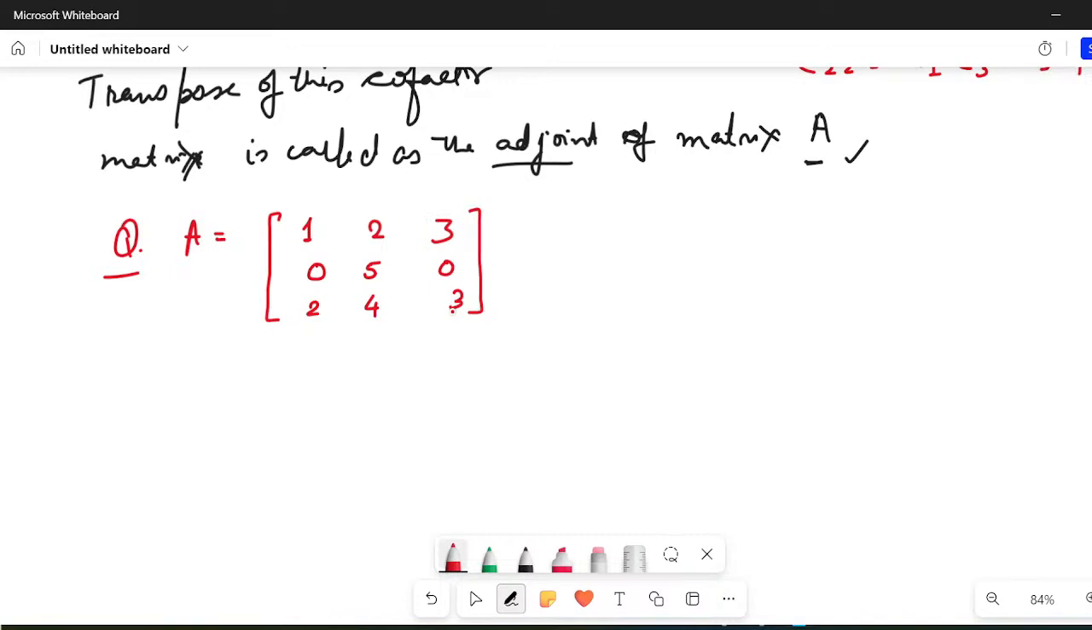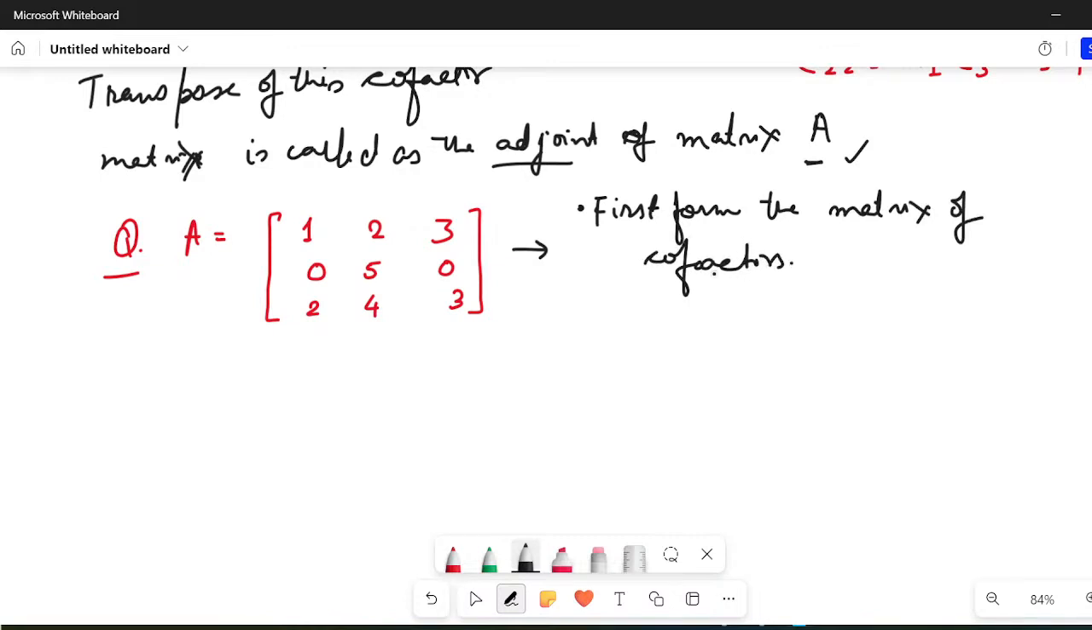Okay, so if I have to find the adjoint of this matrix, what I have to do? First form the cofactor matrix. First form the matrix of cofactors.